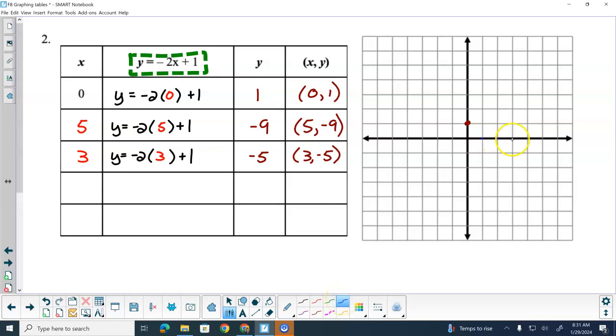1, 2, 3. 1, 2, 3, 4, and 5. Now, with 5 lines in our table, one of the lines should be 0. 2 of the lines should be positive x's, and 2 of the lines should be negative x's. So give me a negative number now. -1 sounds great. Let's go with -1.